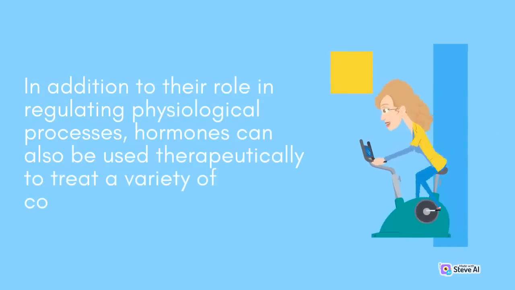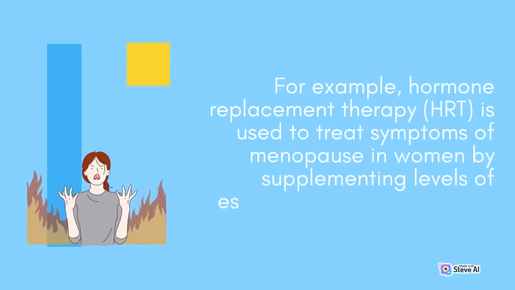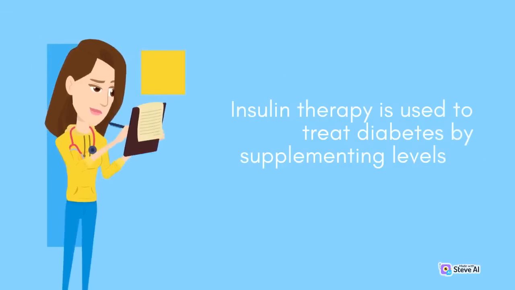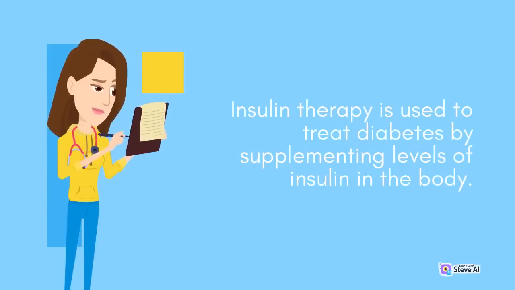In addition to their role in regulating physiological processes, hormones can also be used therapeutically to treat a variety of conditions. For example, hormone replacement therapy, HRT, is used to treat symptoms of menopause in women by supplementing levels of estrogen and progesterone. Insulin therapy is used to treat diabetes by supplementing levels of insulin in the body.